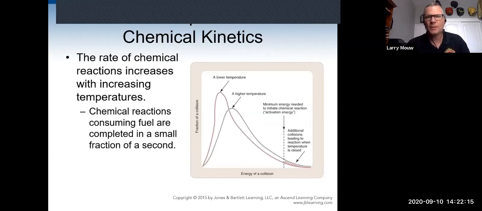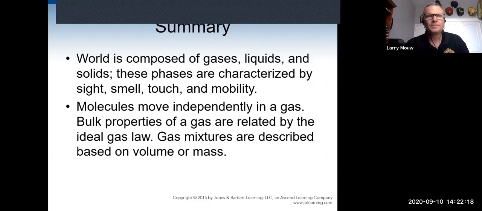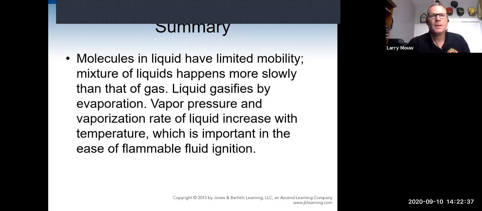Moving on through some of these. As we summarize, our world is composed of gases, liquids, and solids. These phases are characterized by sight, smell, touch, and mobility. Molecules move independently in a gas. Bulk properties of a gas are related by the ideal gas laws. Gas mixtures are described based on volume or mass. Molecules in liquids have limited mobility. Mixture of liquids happens more slowly than that of a gas. Liquid gasifies by vapor evaporation.